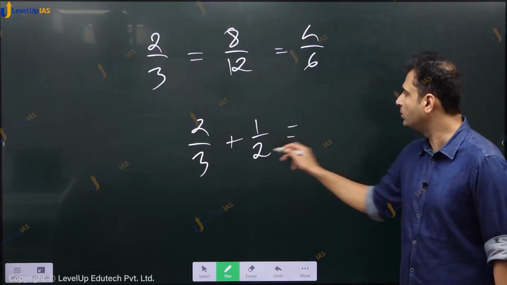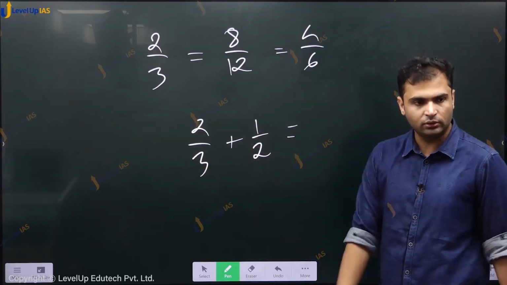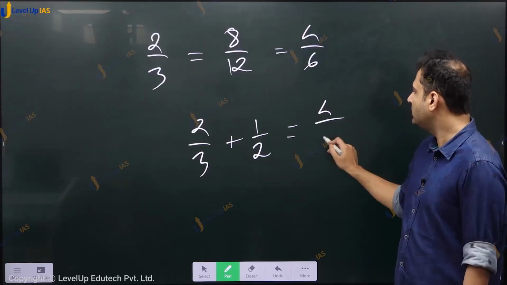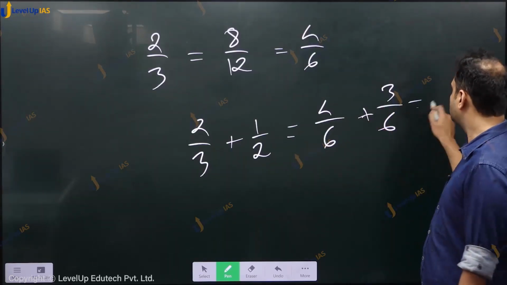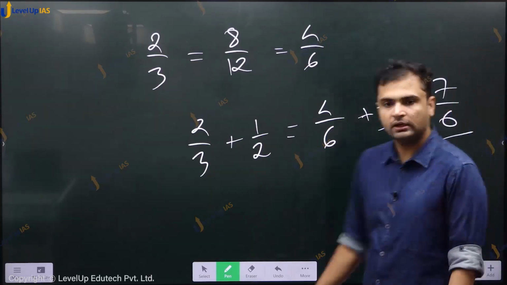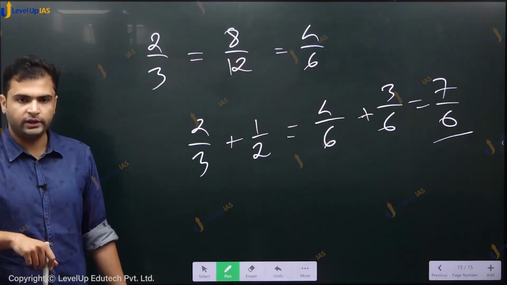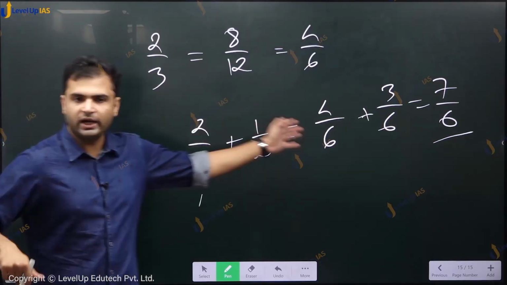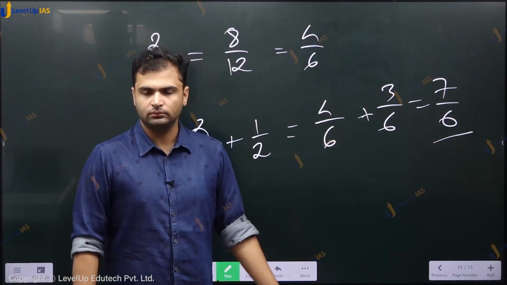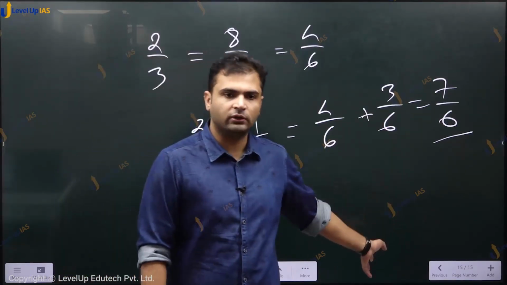So 2 by 3 becomes, if I want to make this 6, I multiply both numerator and denominator by 2. It becomes 4 by 6 and this becomes 3 by 6. So I'll have 7 by 6 as my addition. Right? This is how we add. If you don't have the same denominator, we make the same denominator. Basic idea समझ गए ना. How do you make it in actual calculation, वो अभी देखेंगे.